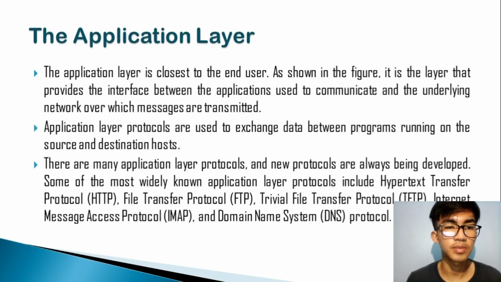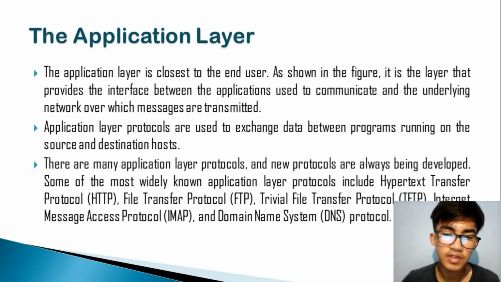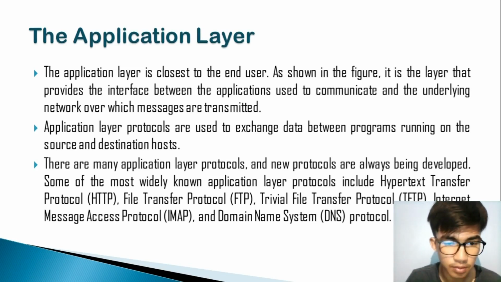Application layer. The application layer is closest to the end user, as shown in the figure. It provides the interface between the application used to communicate and the underlying network over which messages are transmitted. Application layer protocols are used to exchange data between programs running on the source and destination host. There are many application layer protocols, and new protocols are always being developed. Some of the most widely known application layer protocols include Hypertext Transfer Protocol (HTTP), File Transfer Protocol (FTP), Trivial File Transfer Protocol (TFTP), Internet Message Access Protocol (IMAP), and Domain Name System (DNS).